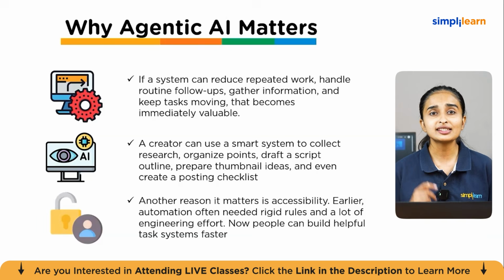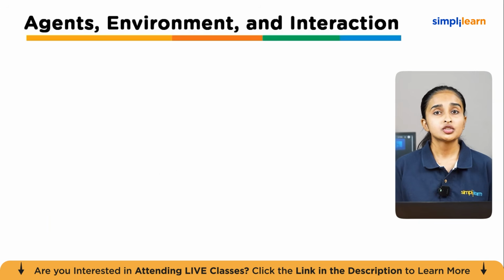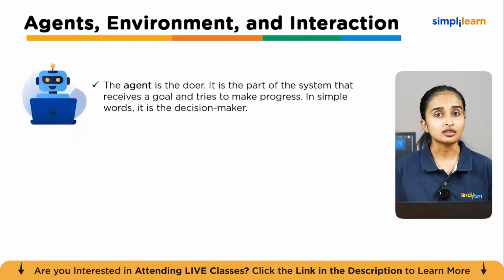So now that we see that it's a real-world value, we shall move on to the foundation that makes every agent work. So now that we know why this matters, let's break down the system into three simple pieces. This is where the topic becomes much easier to teach. First, we have the agent. The agent is the doer. It's the part of the system that receives the goal, tries to make progress, and in simple words, is the decision maker. Second, the environment.